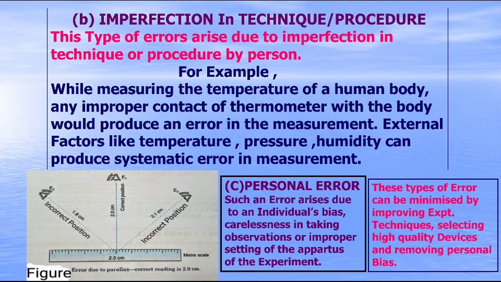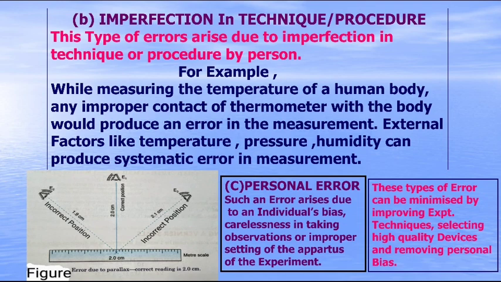C. Personal error. Such an error arises due to an individual's bias, carelessness in taking observations, or improper setting of the apparatus of the experiment. This type of error can be minimized by improving the experiment technique, selecting high quality devices and removing personal bias. The random error. Random errors are those errors which arise due to irregular and unpredictable fluctuations in the factors affecting the measurement during the experiment.